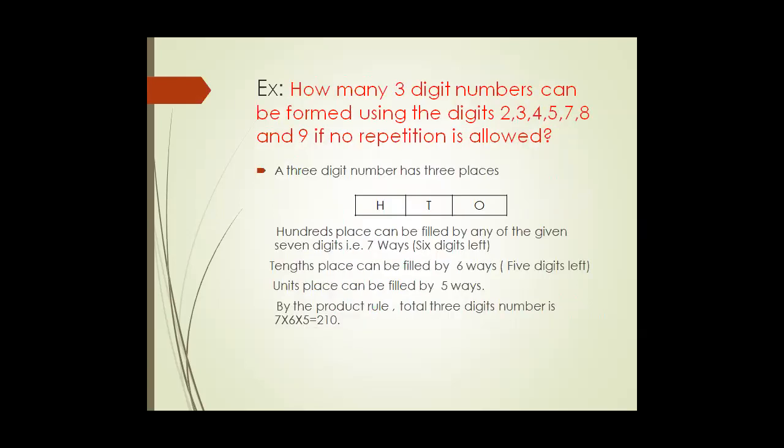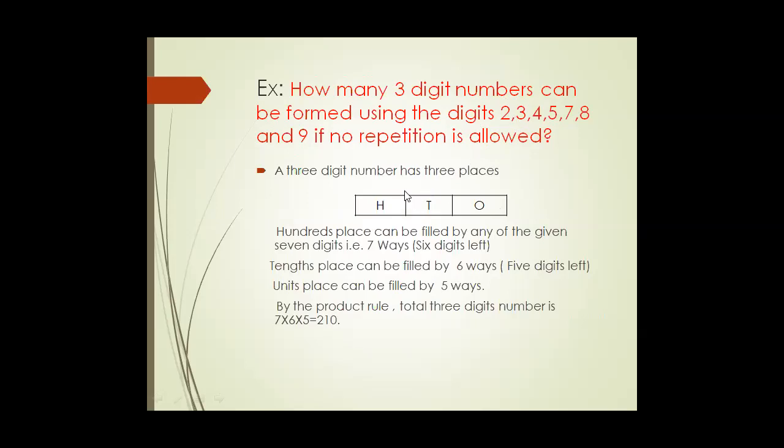Similarly, how many 3-digit numbers can be formed using the digits 1, 2, 3, 4, 5, 6, 7? There are a total of 7 digits. Without repetition, if no repetition is allowed, how many 3-digit numbers can be formed? A 3-digit number contains a hundreds place, a tens place and a ones place. If I go for the hundreds place first, how many ways are there? Any one of the 7 numbers can be placed here.